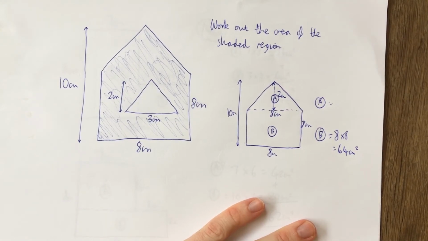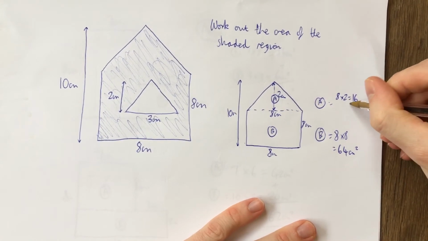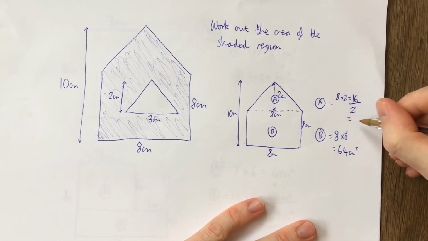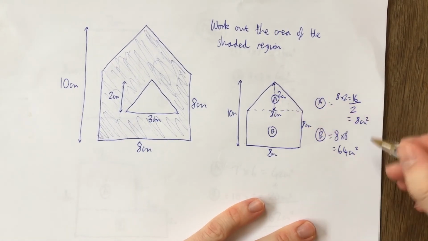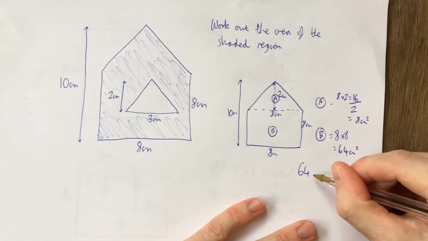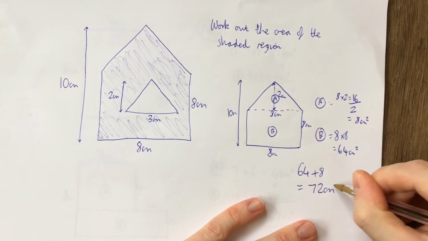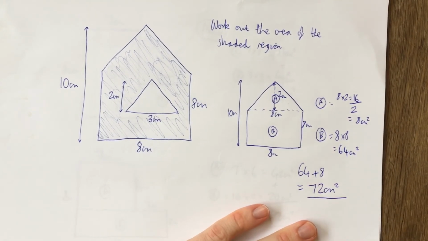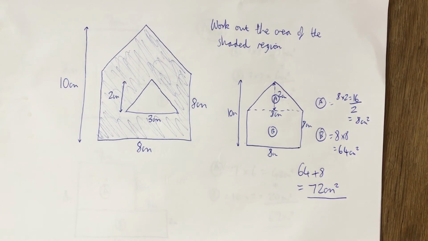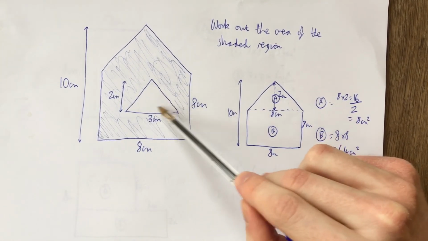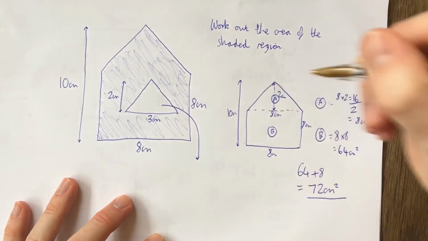So then we do base times height divided by 2. 8 times 2 equals 16. Then we divide it by 2 because it's a triangle, and that's 8 centimetres squared. And therefore to get the total area, you do 64 plus 8 to get 72 centimetres squared. Now, that is the answer for the house shape, but it wants the shaded area, and annoyingly, we've got an annoying triangle right in the middle of it. So now what you want to do is work out the area of this triangle.